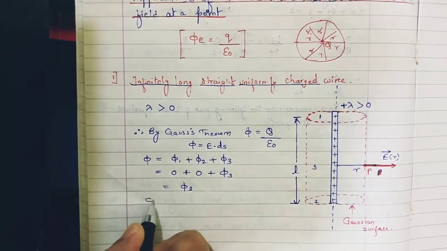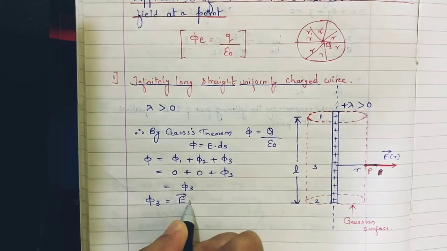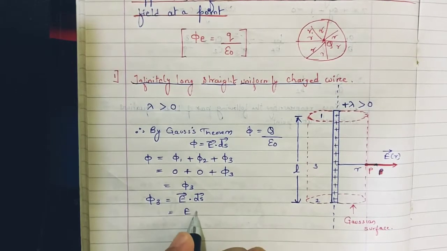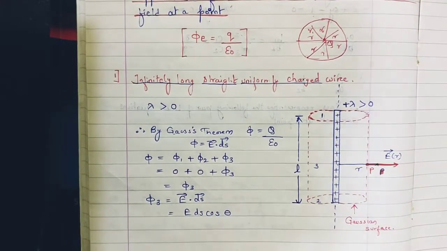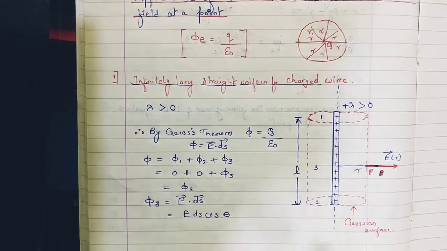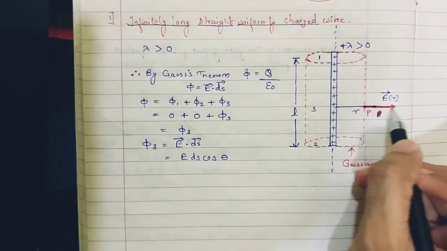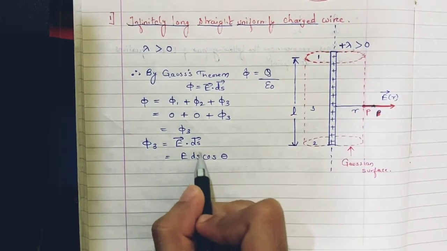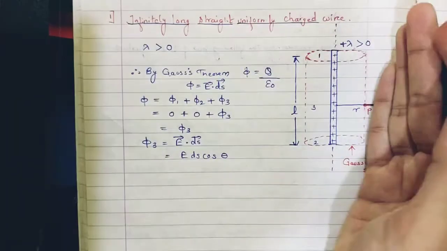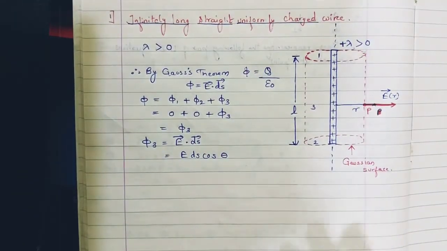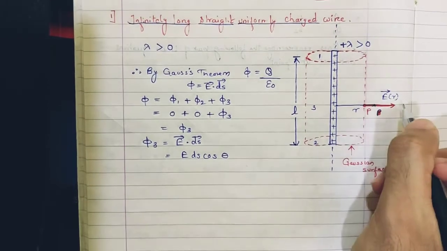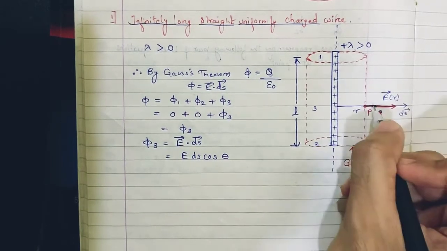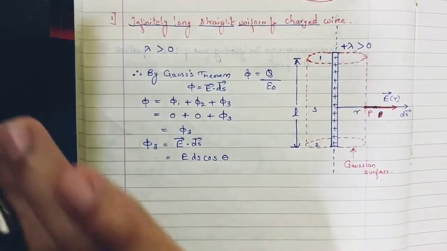So phi 3 will be nothing but E dot delta S, here also with arrows. E dot delta S, that is E delta S cos theta, where theta is the angle between E and delta S. Now we have considered electric field as E r, so you can put it as E r also. Now what is going to be the direction of the area vector? Since this is a curved surface area and the area vector is always taken normal to the surface outwards, the area vector will also point like this. So your delta S vector will be like this again, since it is a curved surface area.